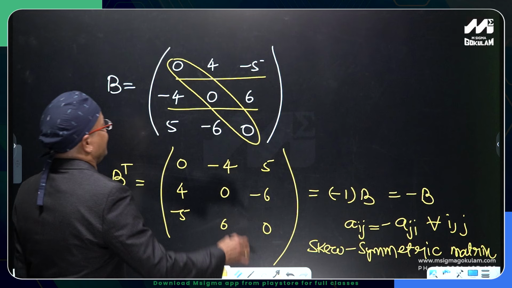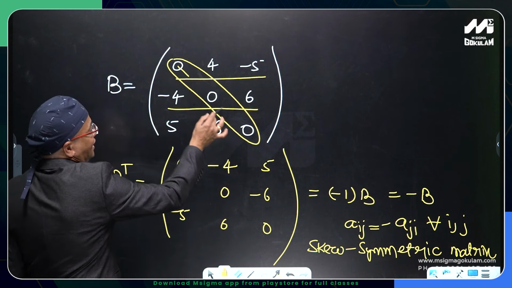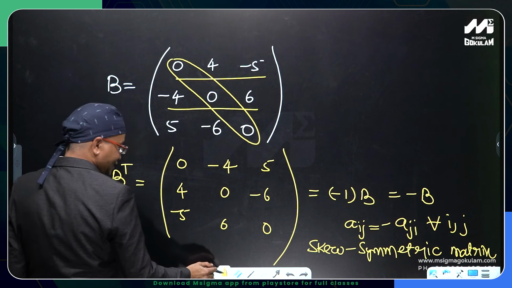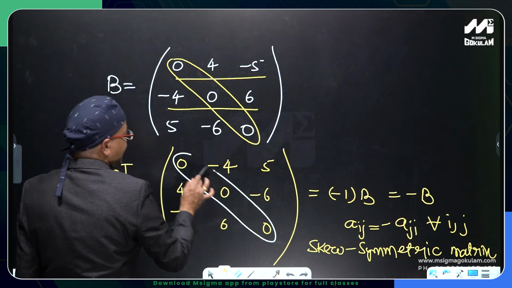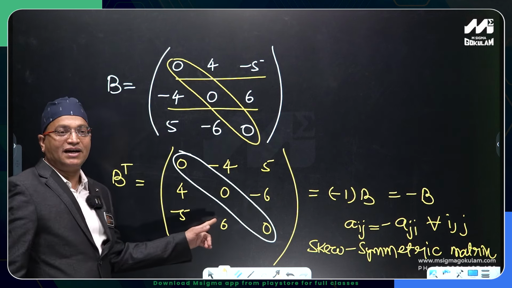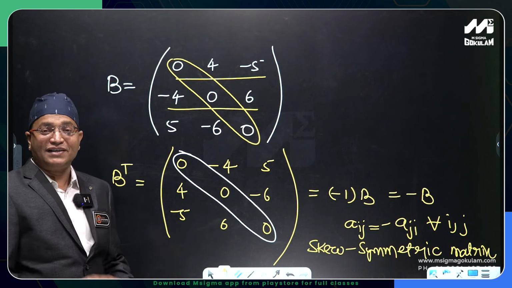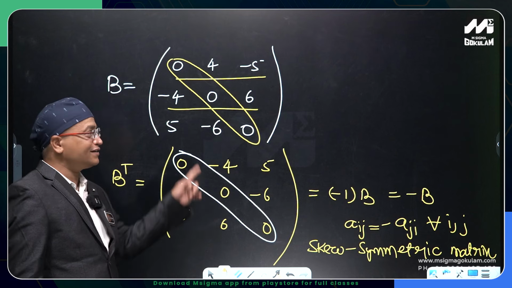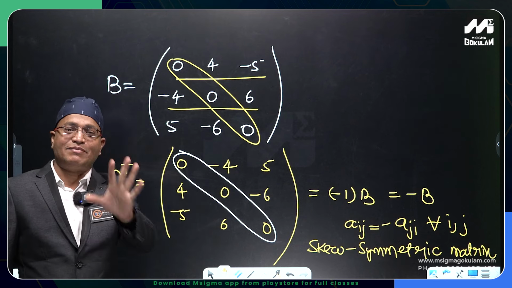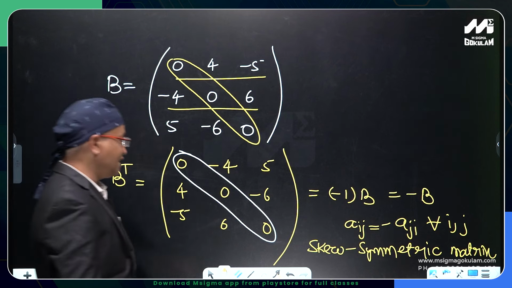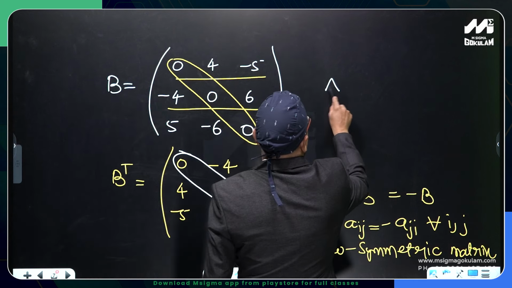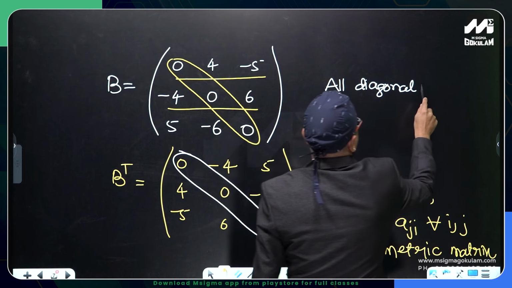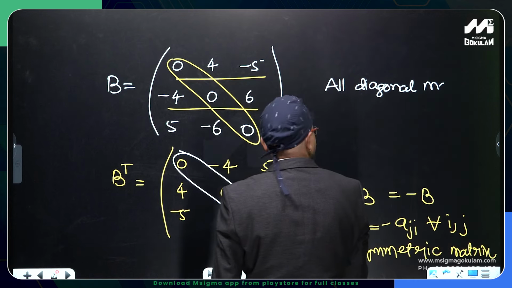Here is an interesting fact. All diagonal elements you observe here are zeros. All diagonal elements of a skew symmetric matrix must be zero. If it is a symmetric matrix, there is no restriction. If it is a skew symmetric matrix, definitely all the diagonal elements should be zero. So, that is an important fact. All diagonal elements, meaning principal diagonal elements.